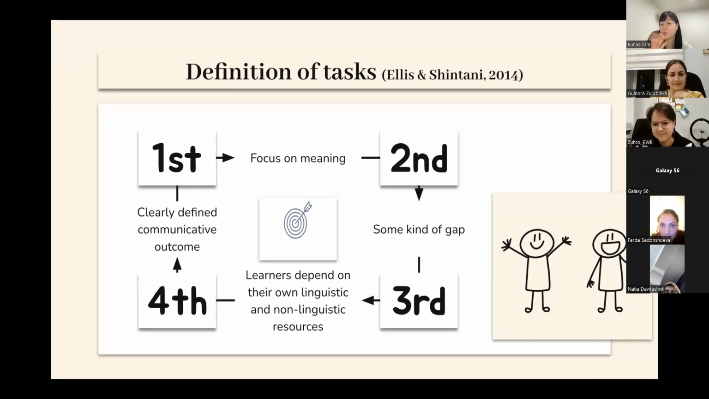Some kind of gap. You didn't know what I would say, right? So there was a gap, an information gap, right? And then you had to depend on your own linguistic and non-linguistic resources to figure out what is a triangle, what is a star shaped, right? What is a middle circle, right? And there was a clearly defined communicative outcome. What was that? To draw a snowman for my daughter. So you are all my helpers.